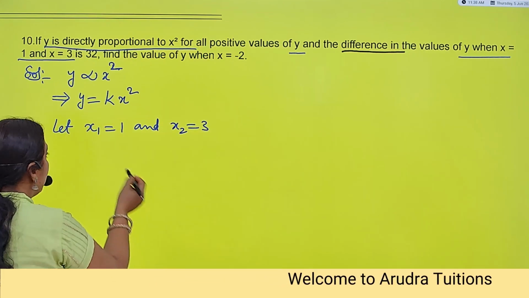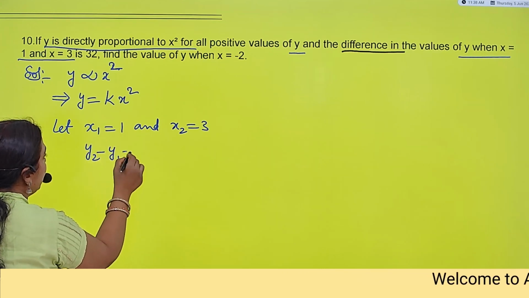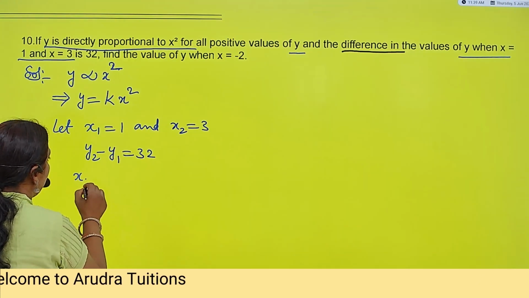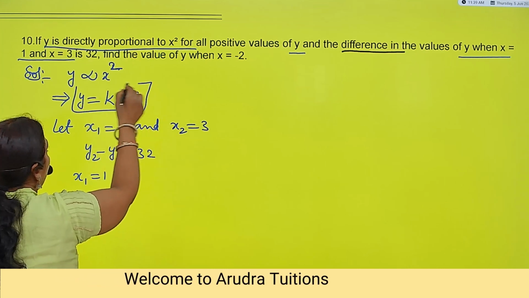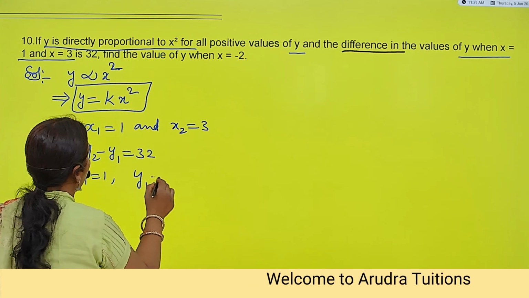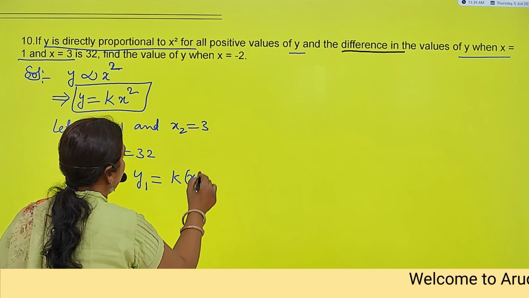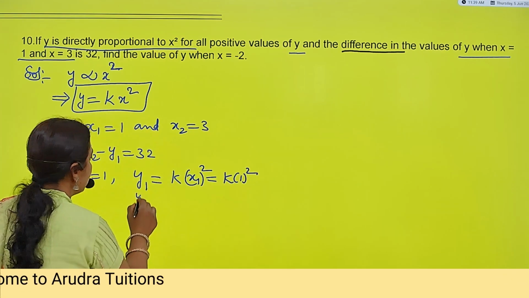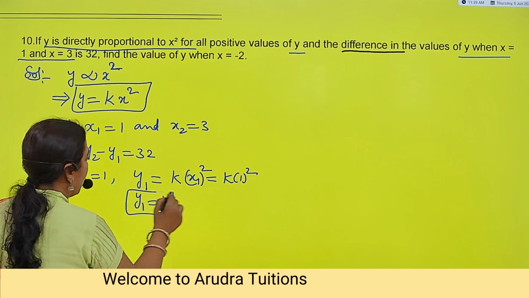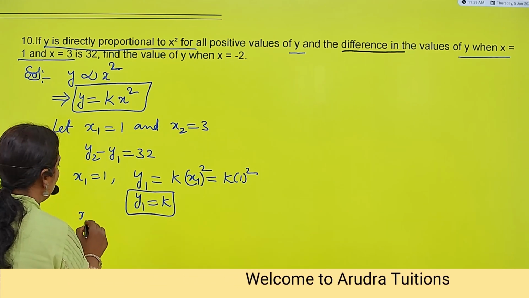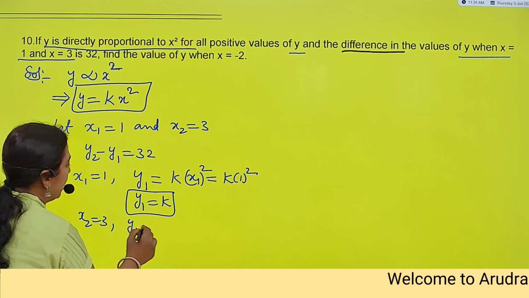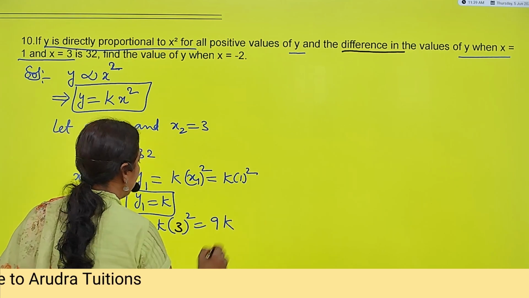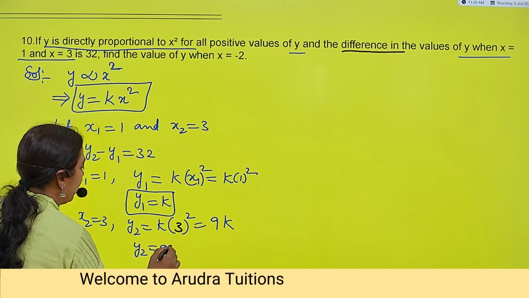They have given the difference y2 minus y1 equal to 32. So substitute the x1 in the relation y equal to kx square. So that becomes y1 equal to k into x1 square. Substitute x1 is 1, k into 1 square, that is y1 equal to k. Next take x2 equal to 3. Then y2 equal to k into x2 square, that is 3 square. 3 3s are 9k. So y2 equal to 9k.